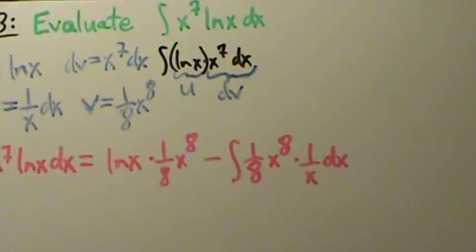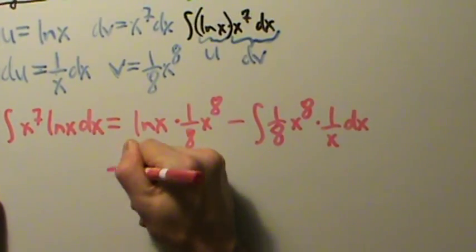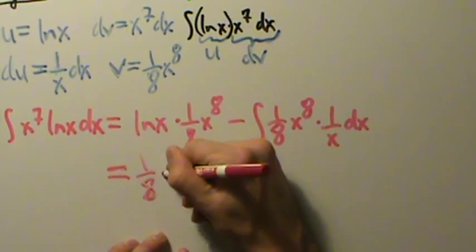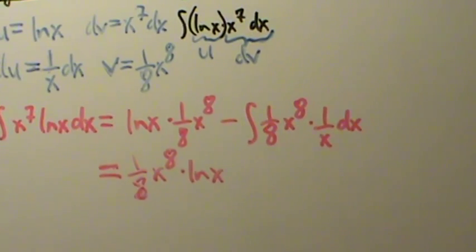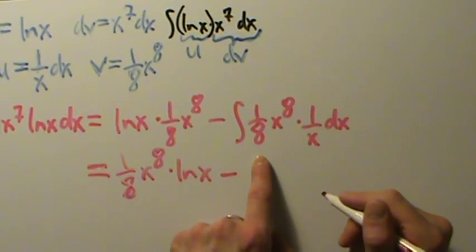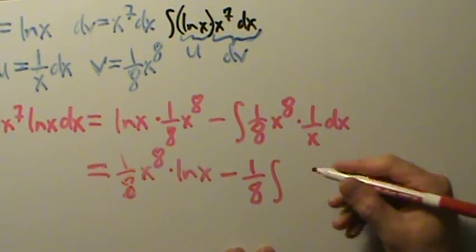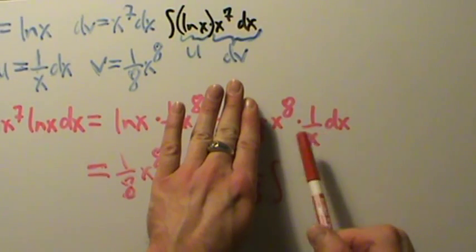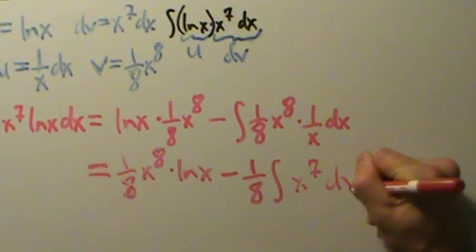So that's it. Now we just want to evaluate and simplify. We can rewrite this as 1/8 x to the 8th times the natural log of x. It's just more customary to write it like that. Then, let's pull out the 1/8, just a constant multiple, so we can pull it out of the integral. So 1/8 times the integral of what? We have x to the 8th times 1 over x, that's x to the 8th divided by x, which really means x to the 7th, and then dx.